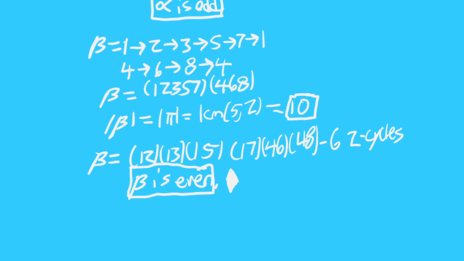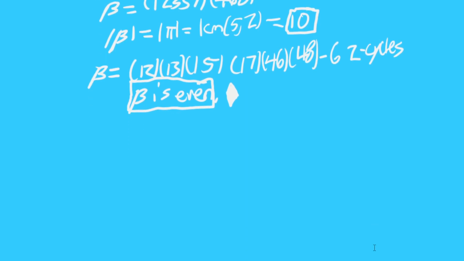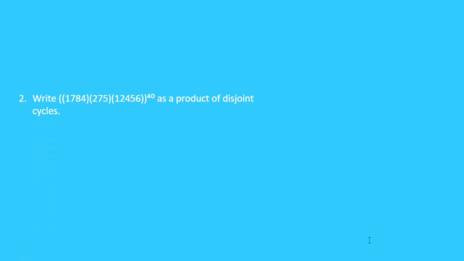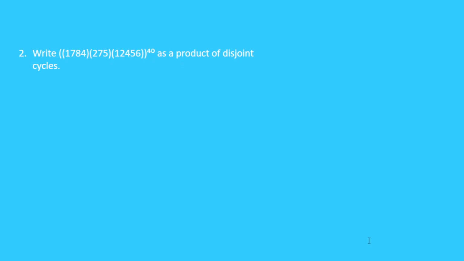All right, let's move on to problem 2. So problem 2, we are asked to write this permutation as a product of disjoint cycles. So this might seem kind of daunting at first, but this problem actually really is not as complex as it looks. So I think probably the easiest way to figure this out is to write this in disjoint cycles. So let's see if we can do that first.